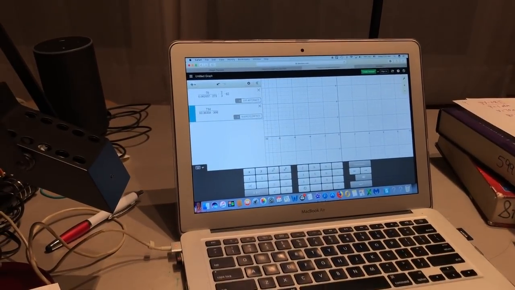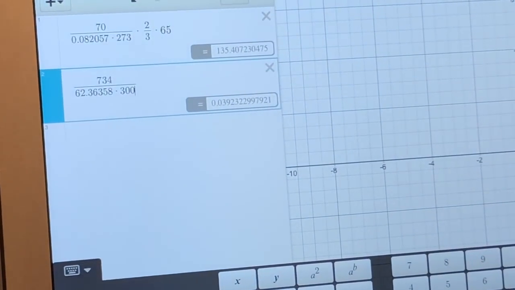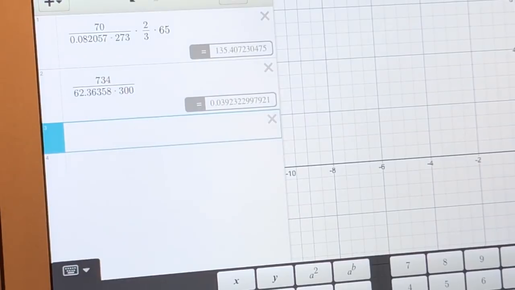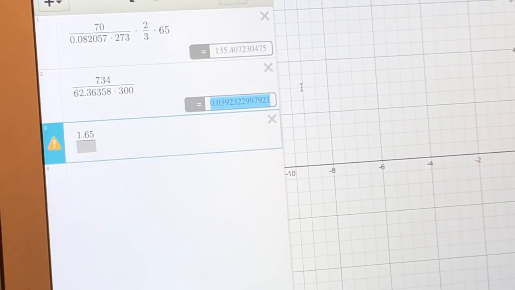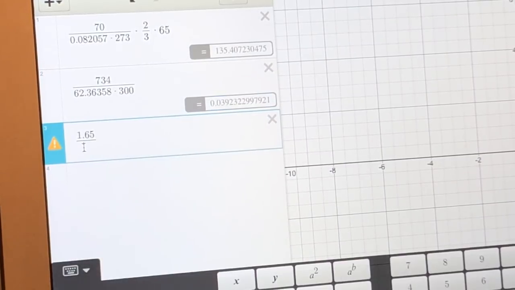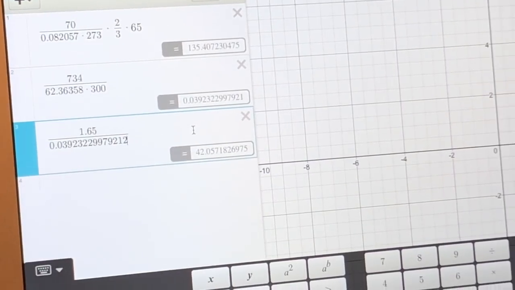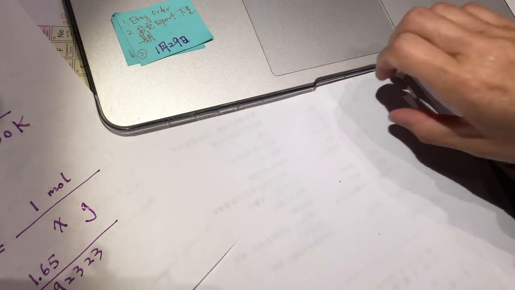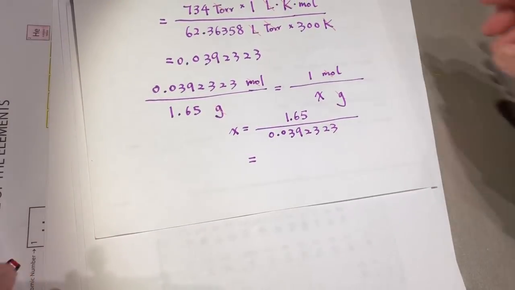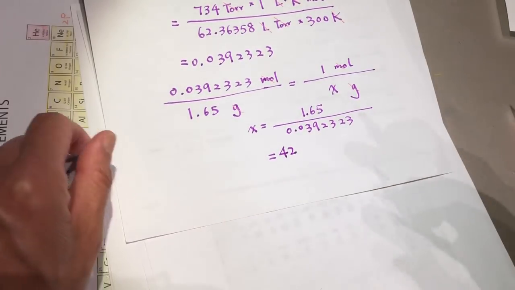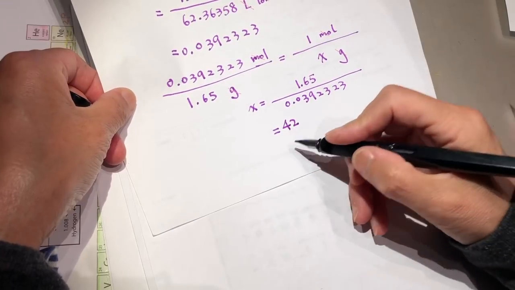Now we need to do this: 1.65 divided by this number, equal to 42.05. So write it down, equal to 42.